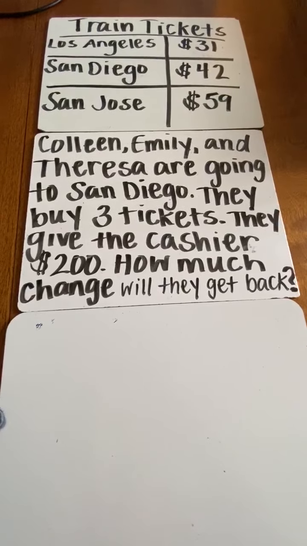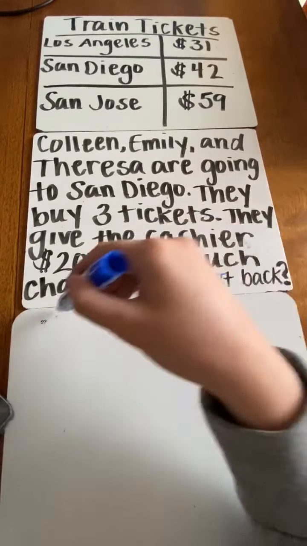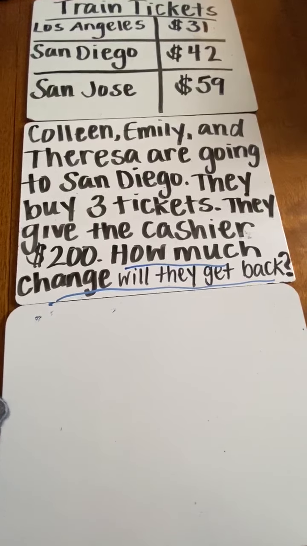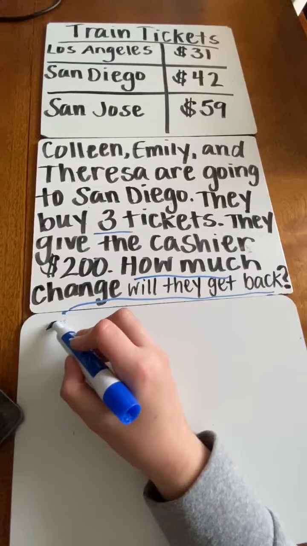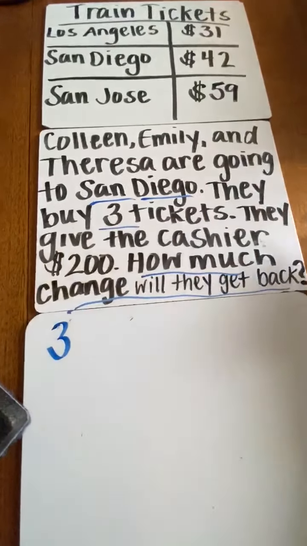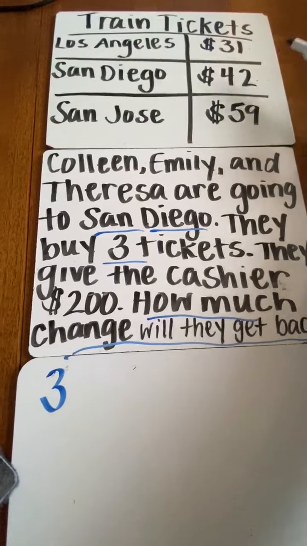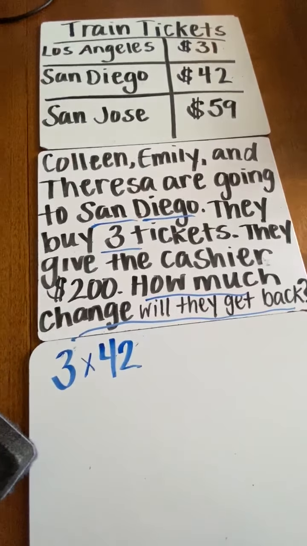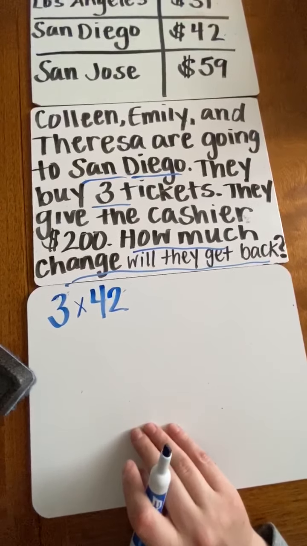Okay, so I know before I can solve this problem and answer the question of how much change will they get back, I need to first figure out how much do their tickets cost. So I know they need to buy 3 tickets. So we need 3 tickets, and we are going to San Diego. So a ticket to San Diego up here, I'm going to look at my chart, costs $42. So I'm going to need to start by doing 3 times 42 to figure out how much the tickets cost.